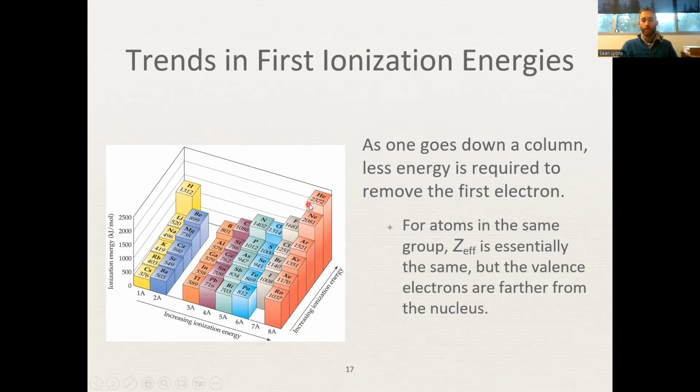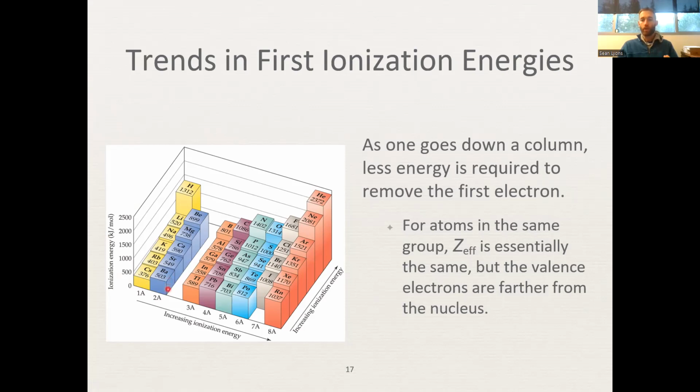What we're going to see is that it's typically going to decrease going down the periodic table, because the valence electron is going to be further from the nucleus, but the effective nuclear charge as we go down any one particular group is going to be the same. So if we look at, for instance, beryllium, magnesium, calcium, strontium, and barium, those alkaline earth metals in group 2, they're all going to have an effective nuclear charge of +2.